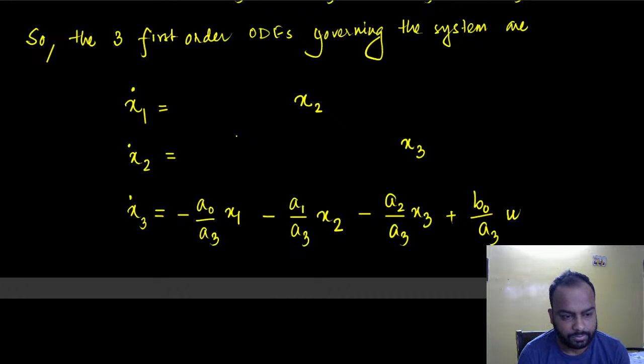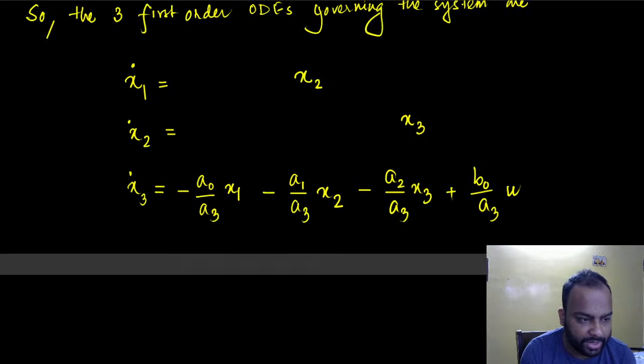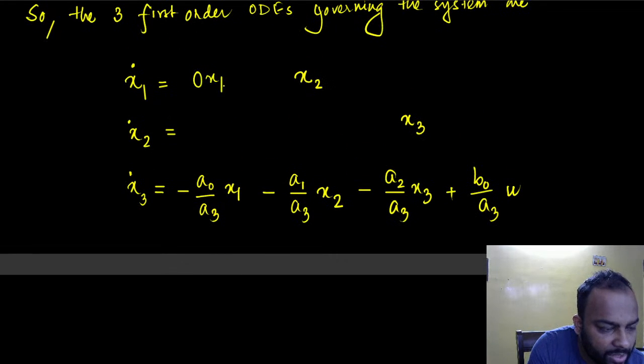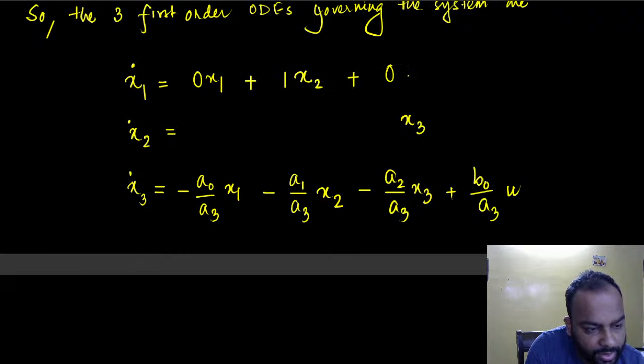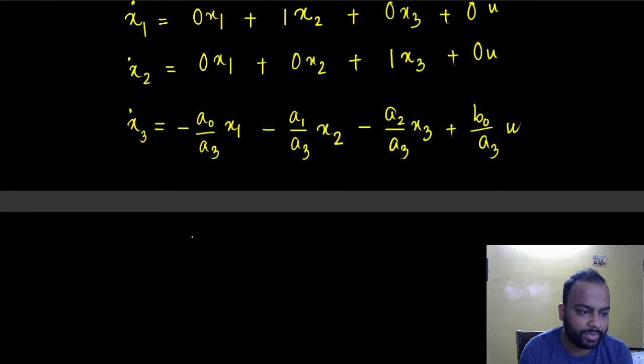Okay, now what is the point of this? The point of this is that we can write this in the form of a matrix. So I can assume this to be 0x1 plus 1x2 plus 0x3 plus 0u. Okay, 0x1 plus 0x2 plus 1x3 plus 0u, something like that. I can make an assumption that looks like this, and now I can write this down in the form of a matrix. So these three equations can be written in the form of a matrix like that.